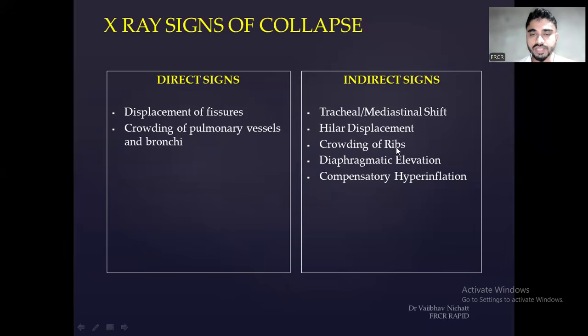Coming to the indirect signs that you should be knowing. What are the indirect signs? First is tracheal or mediastinal shift. Second is hilar displacement. Third is crowding of ribs. Fourth is diaphragmatic elevation, and fifth is compensatory hyperinflation of adjacent lung tissue. So these are four to five indirect signs. Direct signs are only two: first is displacement of the fissure, second is crowding of pulmonary vessels or bronchi.